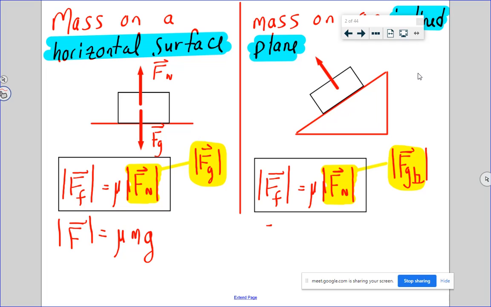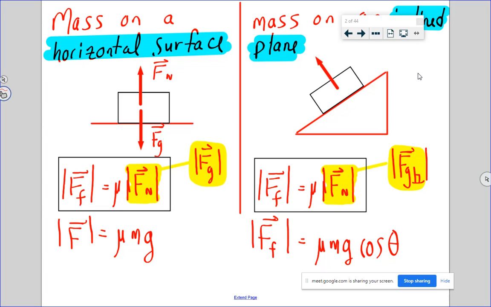However, what we've discovered, and you would have to explain where this comes from on a written assignment, is that on an incline it's mu mg cosine theta. I hope you're with me on that. That's what I suppose we can memorize. That's the result of analyzing the forces.